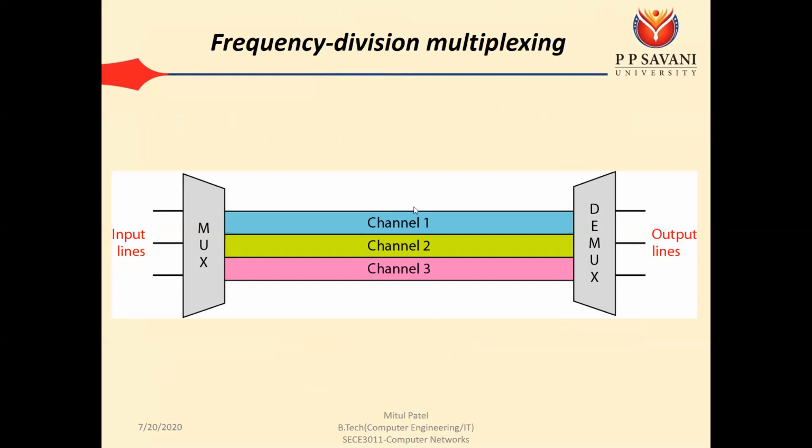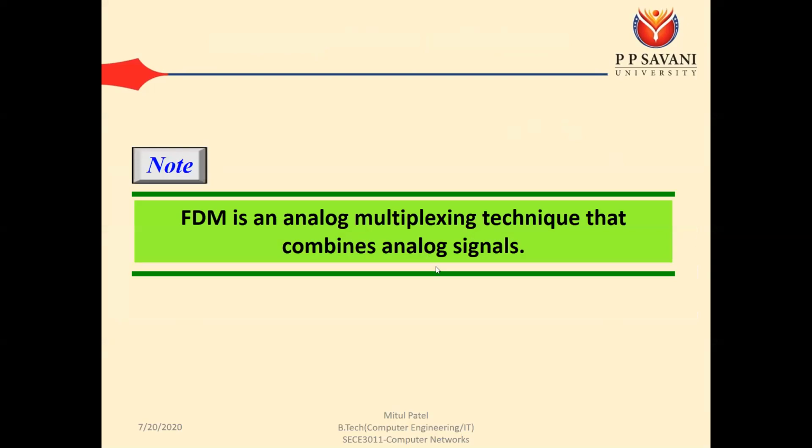So here the idea of FDM is that the link is divided into various channels, and we have different frequency ranges. We have this blue, yellow and this pink, so we have three different frequency ranges. We'll take one example. Here we have the multiplexer and demultiplexer. The multiplexer is used to combine the data from multiple lines, and at the receiving side it is used to separate the data to the various users. So FDM is an analog multiplexing technique that can combine analog signals.